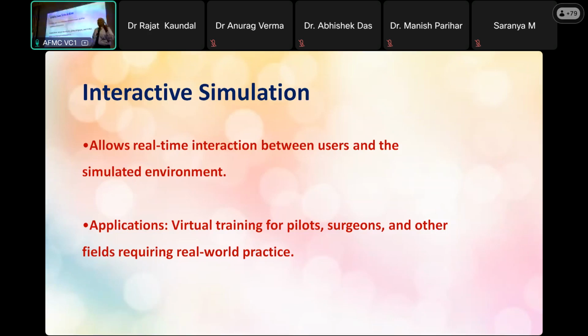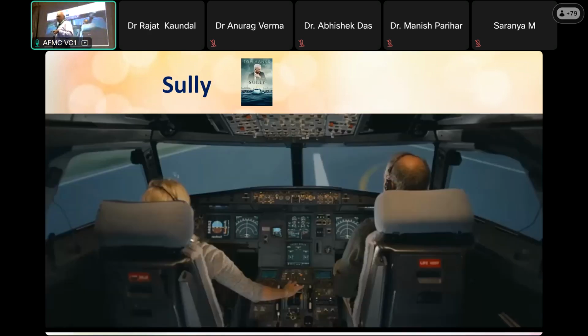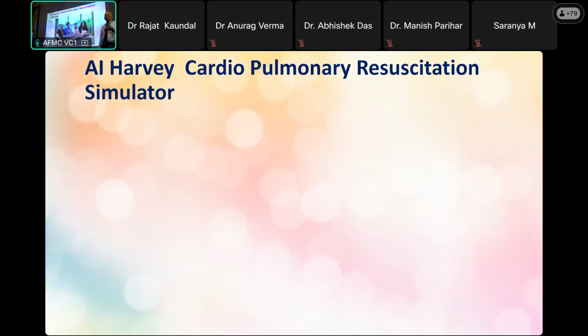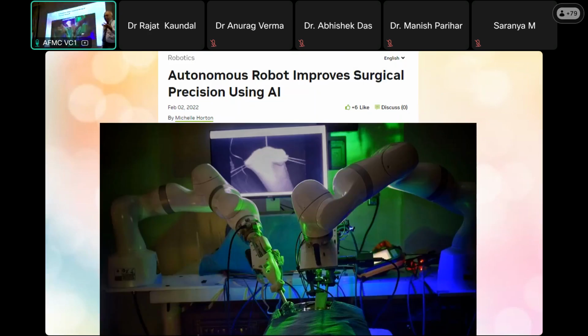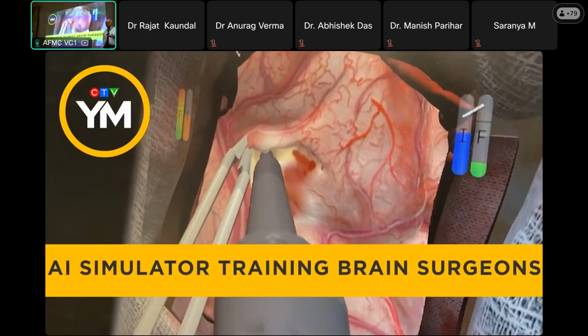The second is interactive simulation, which I think Karuna showed quite a bit. It allows real-time interaction between users and simulated environments. It's virtual training for pilots and surgeons, especially if you see the Sully movie, which was a very classical movie about interactive simulation, like say AI Harvey, the cardiopulmonary resuscitation simulator. This is all a kind of interactive simulation. Autonomous robots have come and they are talking about surgical precision using AI. In fact, AI simulators for training brain surgeons are all now available.